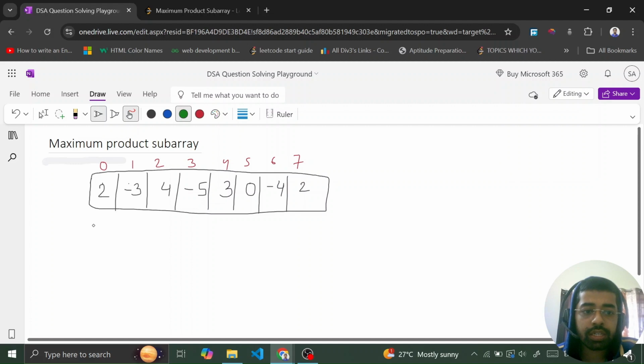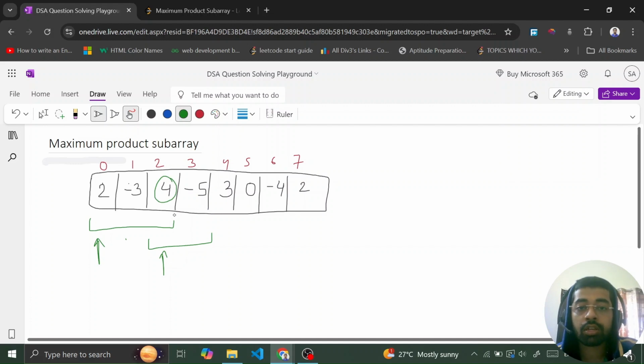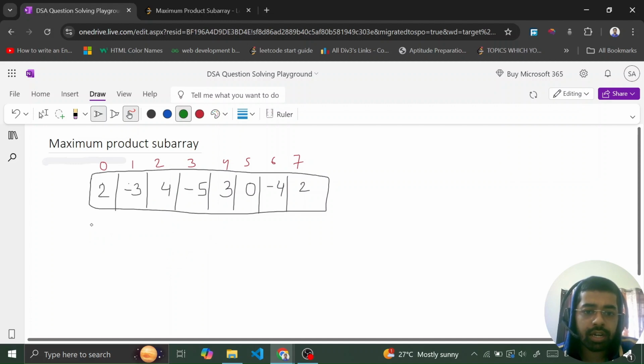One more thing before that: what is a subarray? If anyone doesn't know, a subarray is a group of continuous elements in an array. So in this case, 2, minus 3, 4 is a subarray. 4, minus 5 is a subarray. But 2 and 4 are not a subarray because minus 3 is coming in between, and 2 and 4 are not continuous. A single element like 4 is also a subarray. I hope these doubts about a subarray are clear. Now let's get started with the actual algorithm we are going to build.